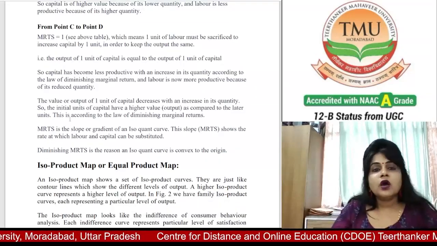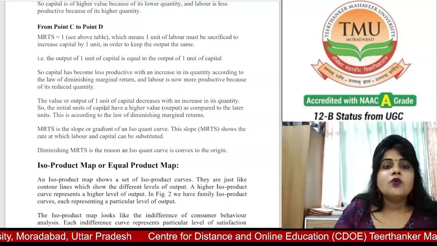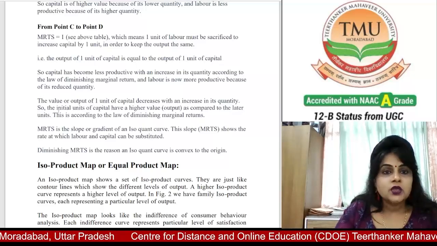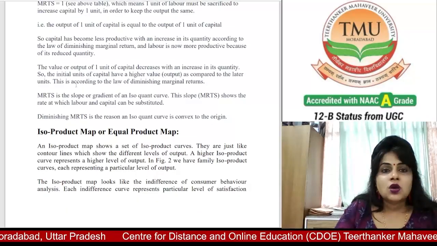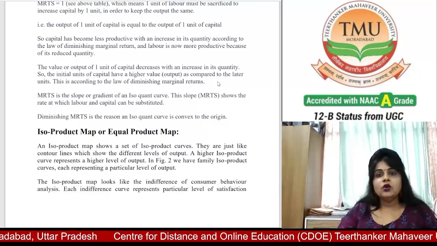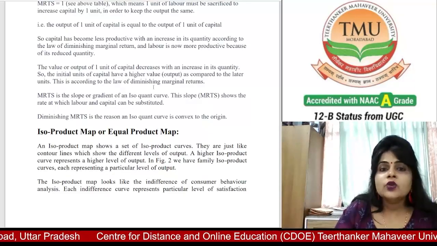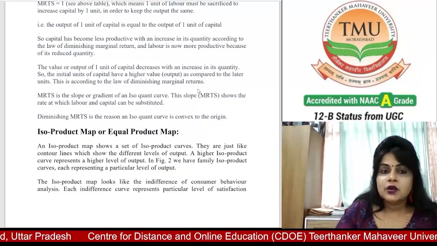The value or output of one unit of capital decreases with an increase in its quantity. So the initial units of capital have a higher value as compared to the latter units. This is according to the law of diminishing marginal returns.